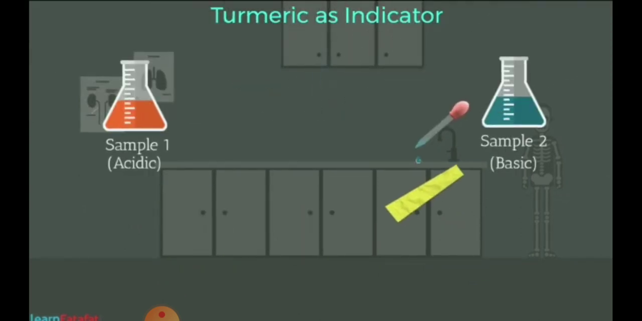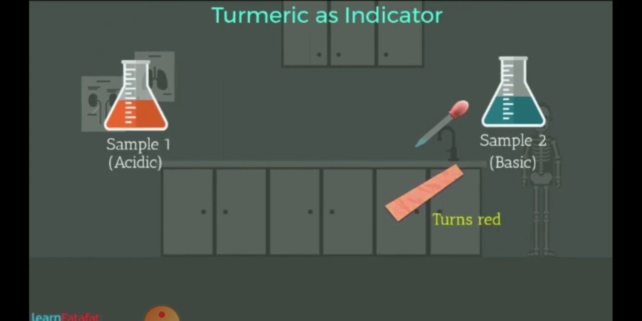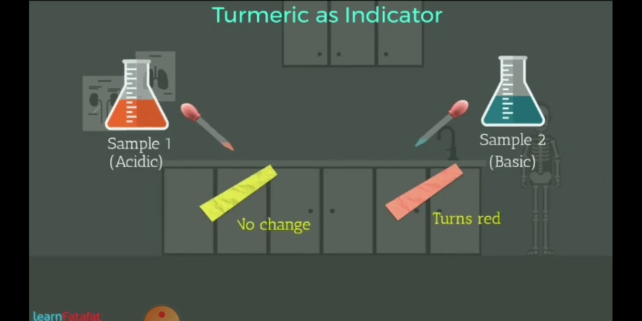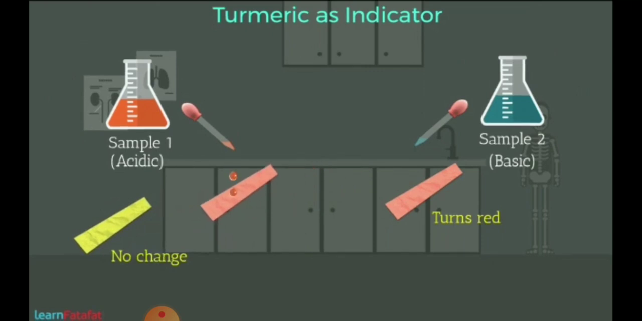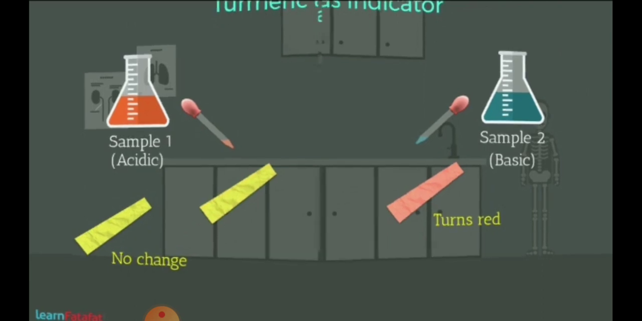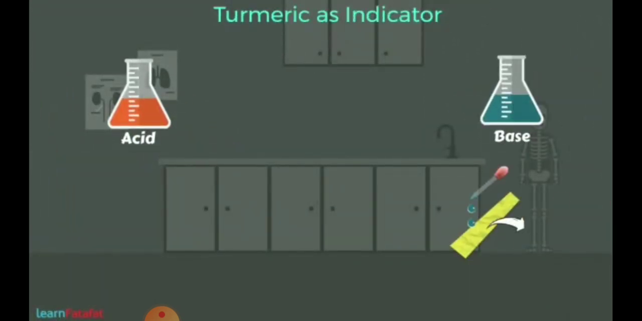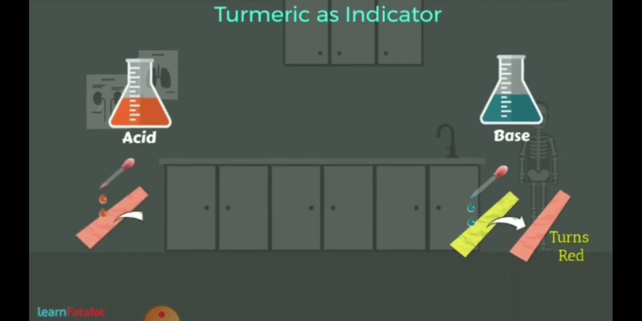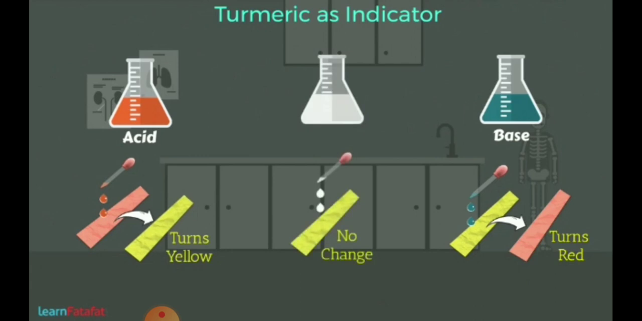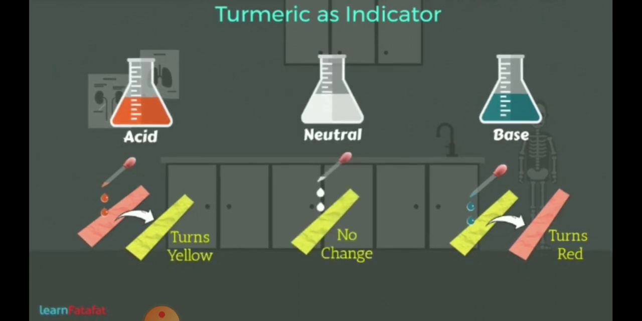If you put a drop of basic solution on the strip, then it turns red. Now, if you put a drop of acidic solution on the strip, then there will be no change. However, if you use the red strip for testing, then it turns back to yellow again. For bases, the yellow turmeric strip turns red, while for acids, the red turmeric strip turns yellow. If there is no effect, then the solution is neutral. Here we complete this topic.